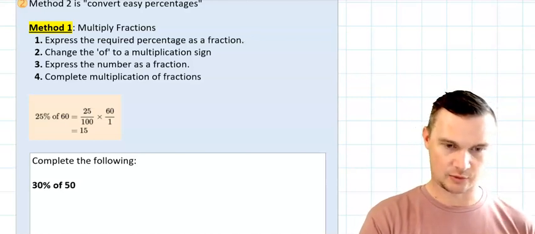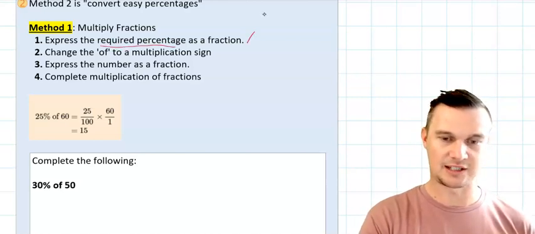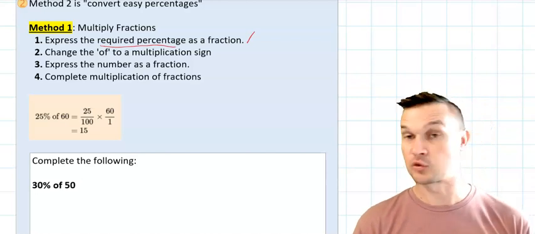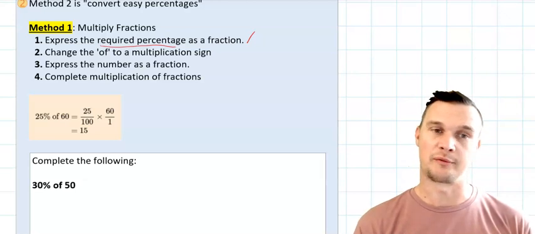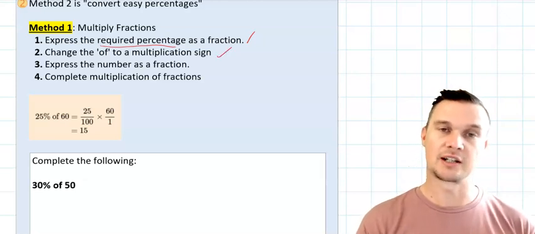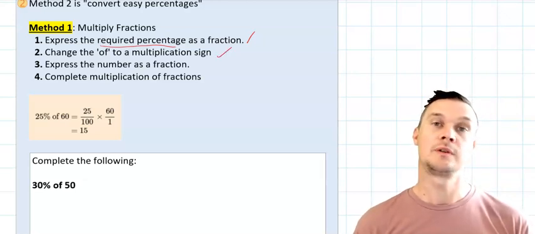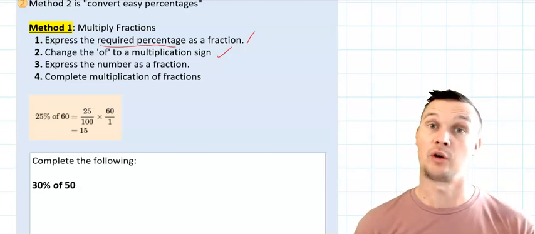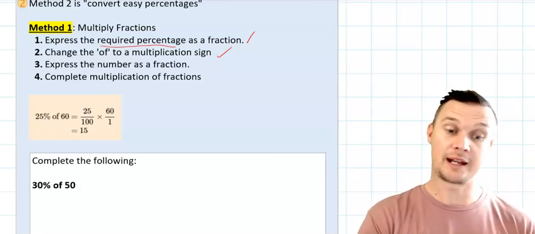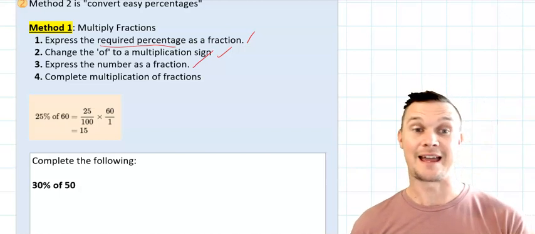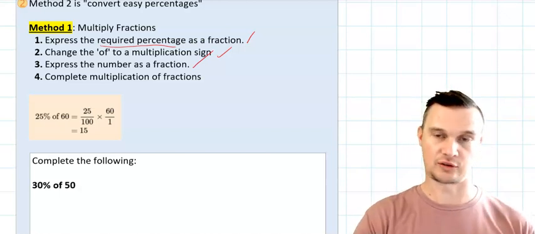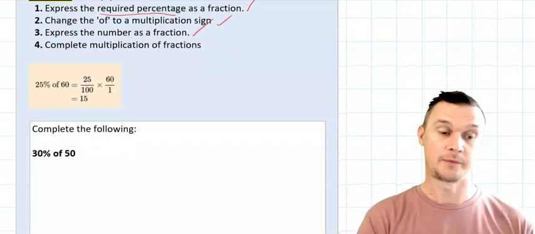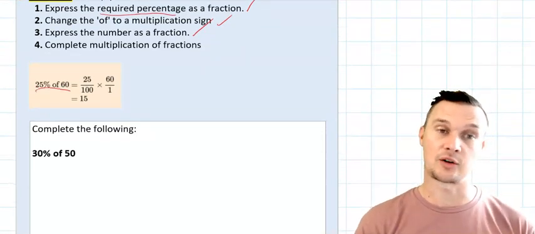Step 1 is that you want to express the required percentage as a fraction. So if it's 25%, or the example we said before, 50%, you want to convert that to a fraction. You're then going to change the of symbol to multiplication, because we know that of means times. You'll then express the number as a fraction, and then you can complete simple multiplication of fractions. So this is what it looks like, a little example here. What is 25% of 60?